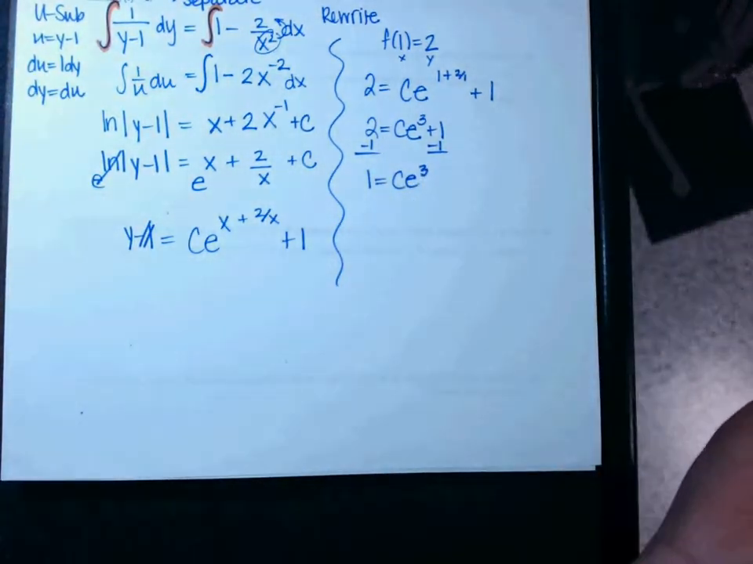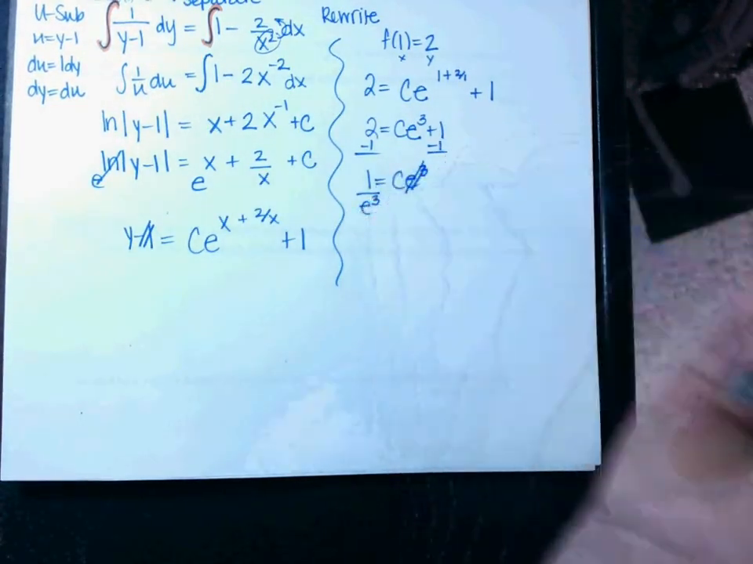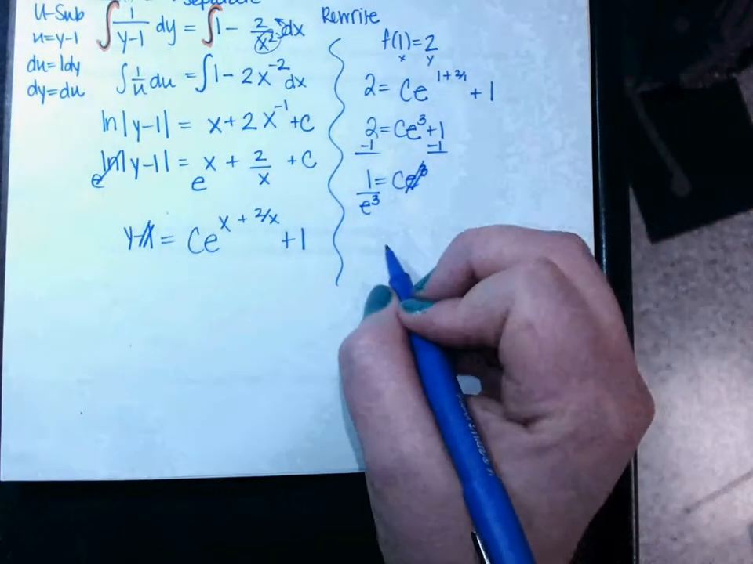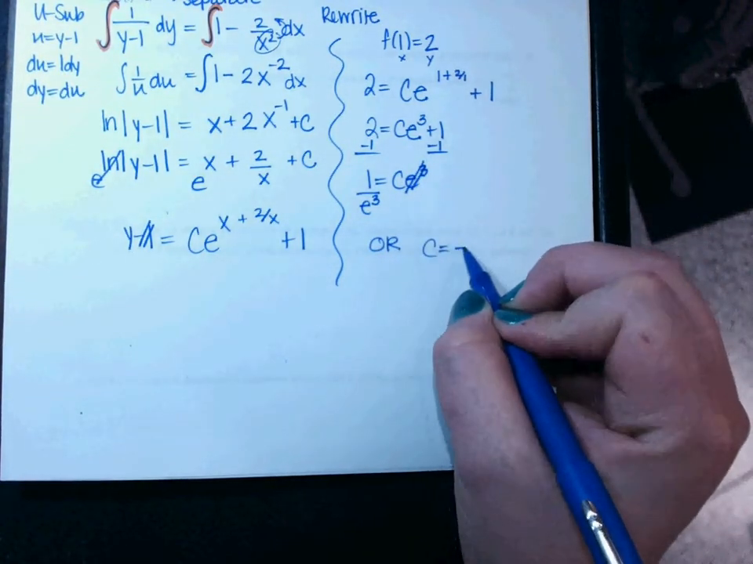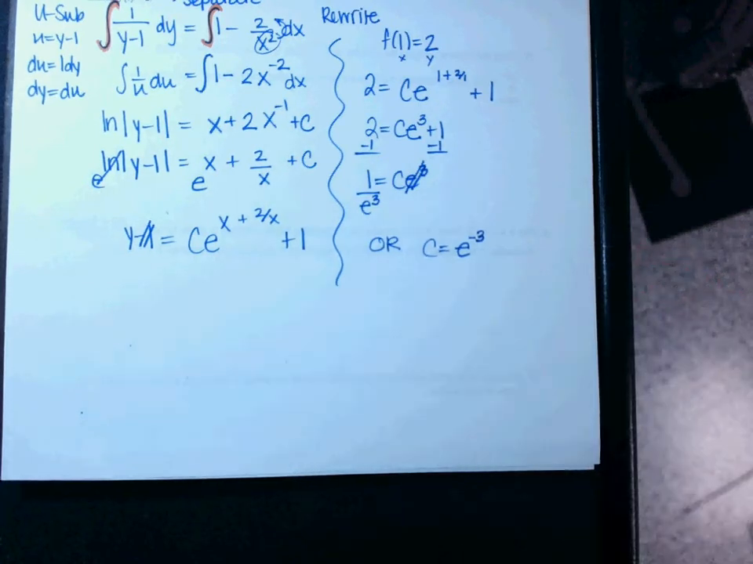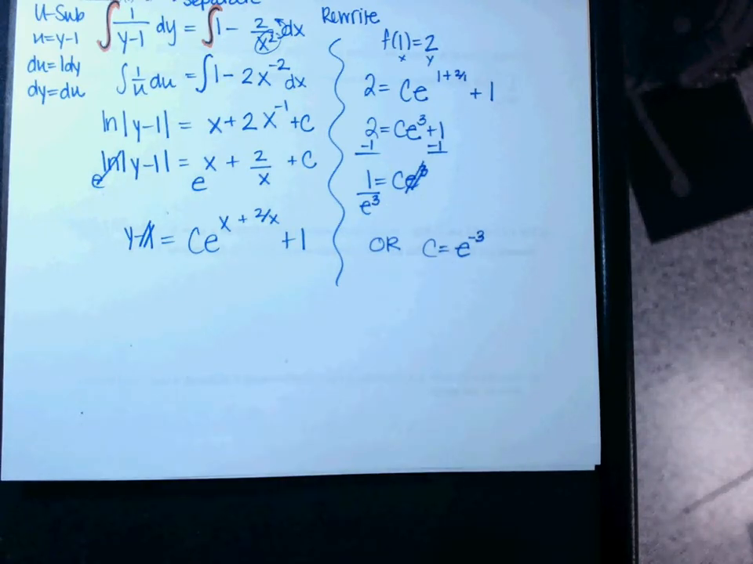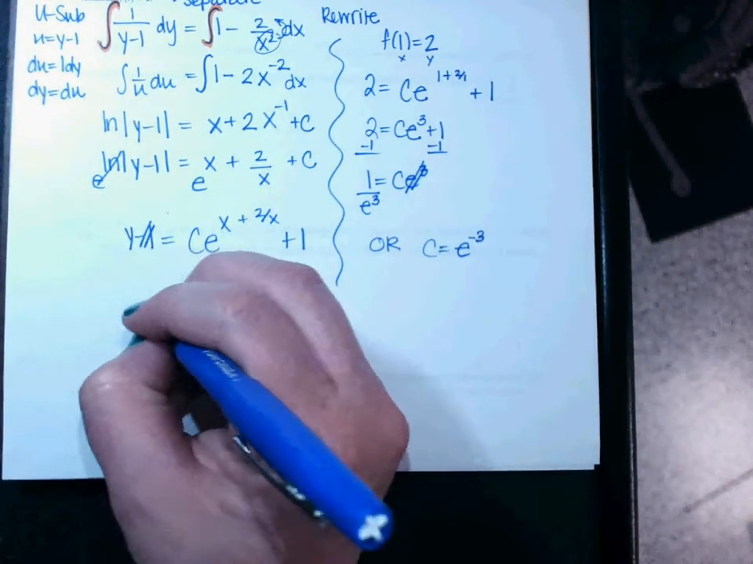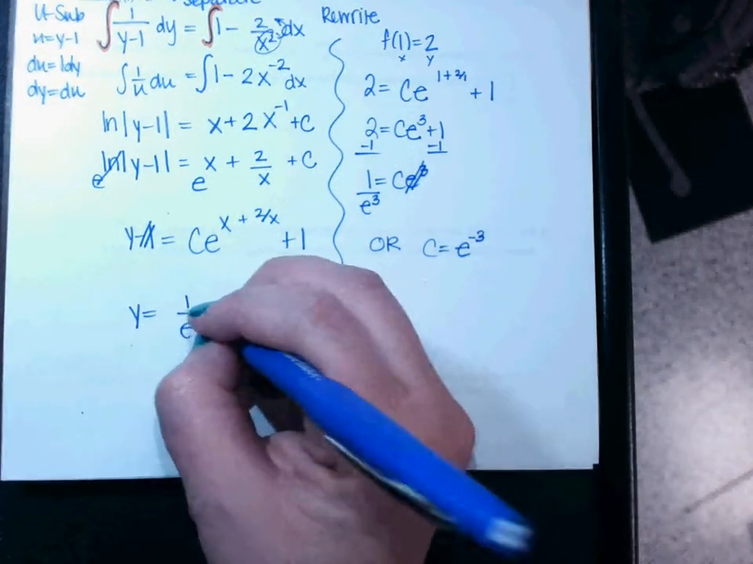Then what could you do next? Divide the e to the 3 on the bottom. Now, your other option for that, if e to the 3 is on the bottom, how else could you call it? E to the negative 3. But remember, it doesn't matter. If you like it better like this, leave it. If you like it better like that, leave it. Doesn't matter. So my final solution, or my particular, would be 1 over e cubed. That's how I'm going to leave it.